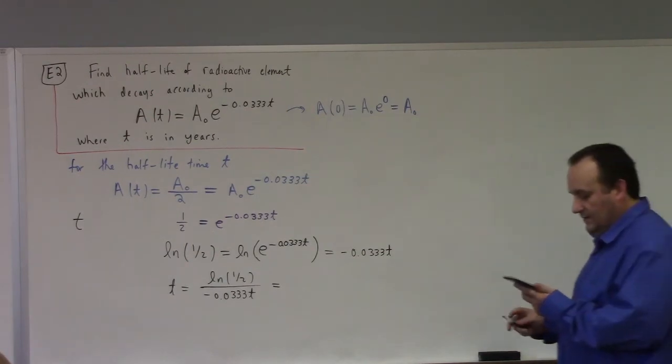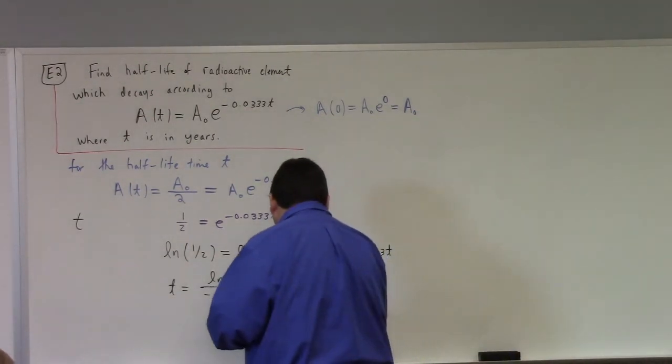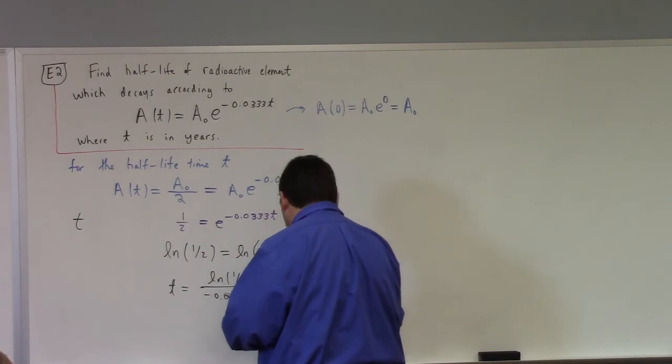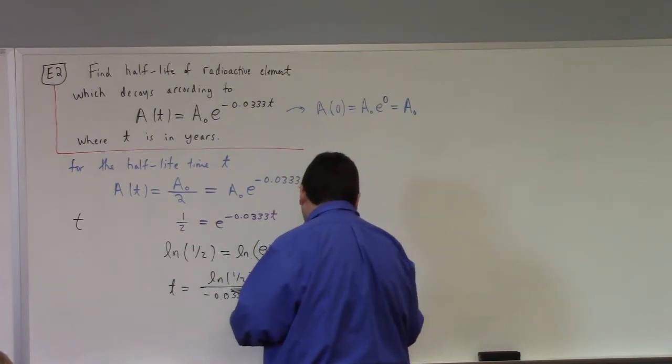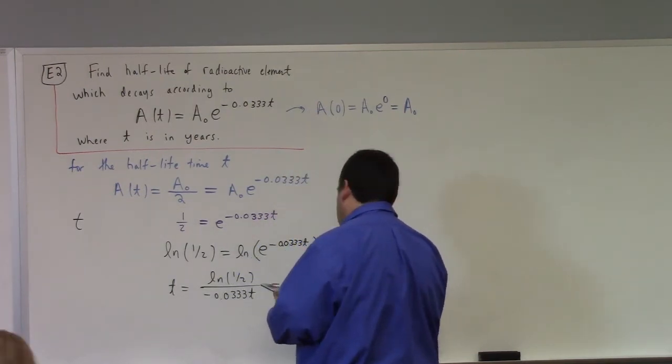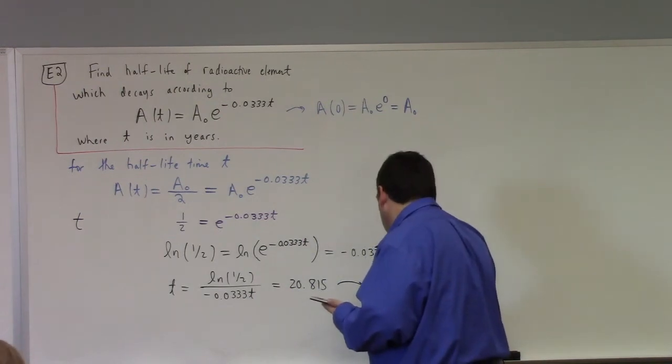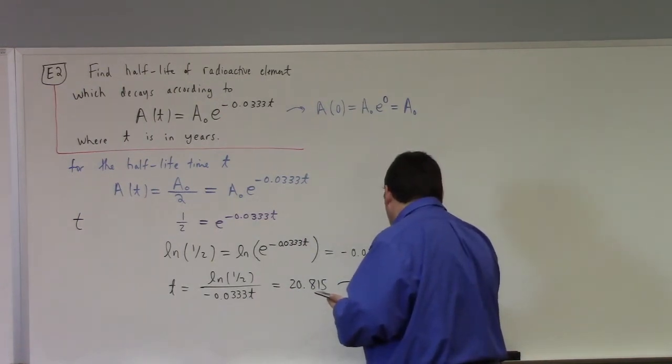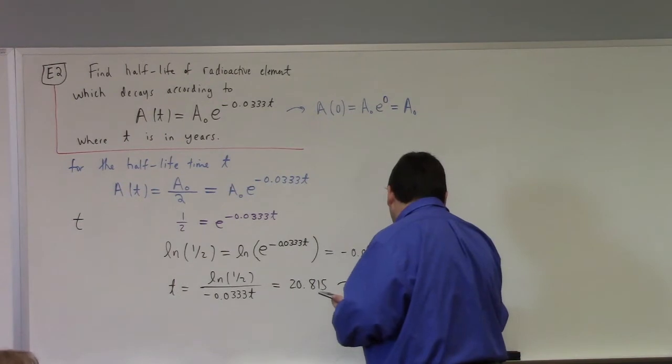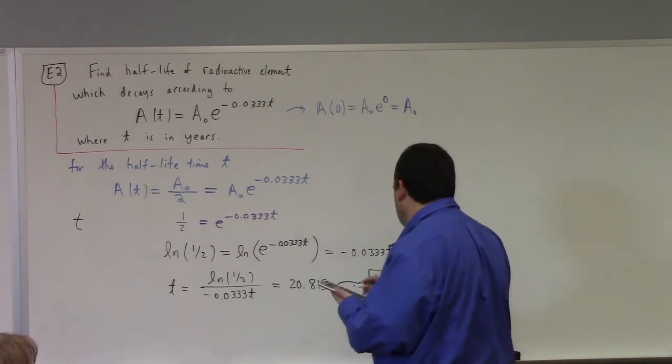I get 20.815. So this tells me I should write my answer as t equals 20.8 years. Is that the time it'll take to make that a half-life?